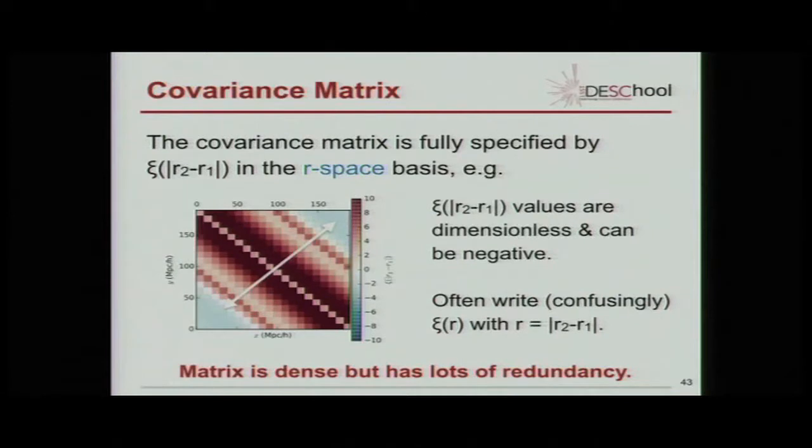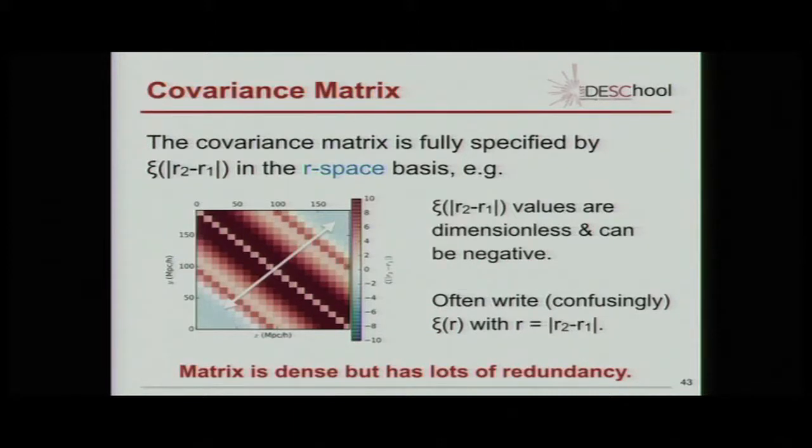So if we look at that covariance matrix in R space, this is what it looks like. Here I've got different separations up to 200 megaparsecs over h. Because the covariance only depends on the separation between two points, there's a lot of degeneracy in it. What we see is that it only varies along this direction right here. Along the diagonal are things with separation of zero, and then as you move further and further away, you've got more and more separation. So it only depends on the separation. To answer your question, this is a positive definite matrix, but it has negative values here. Everything blue is negative.